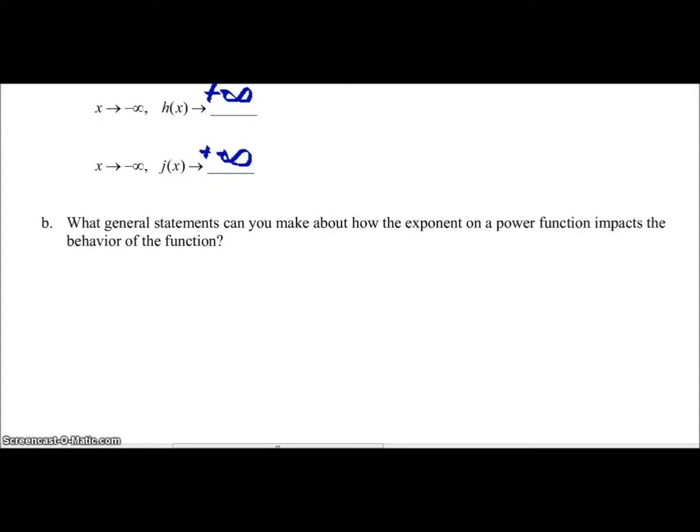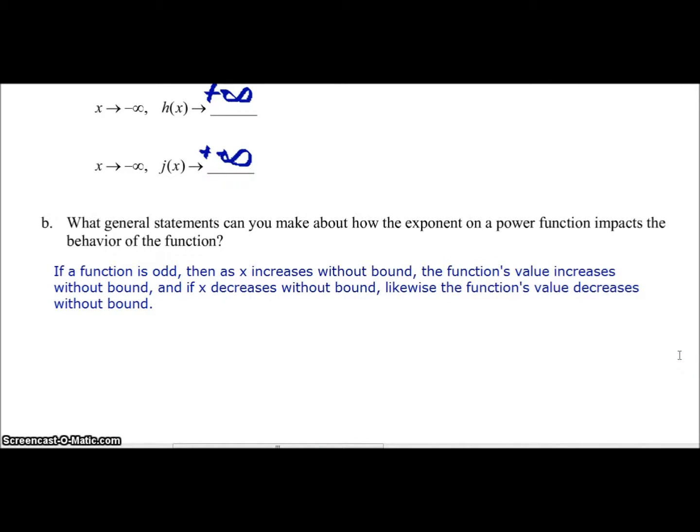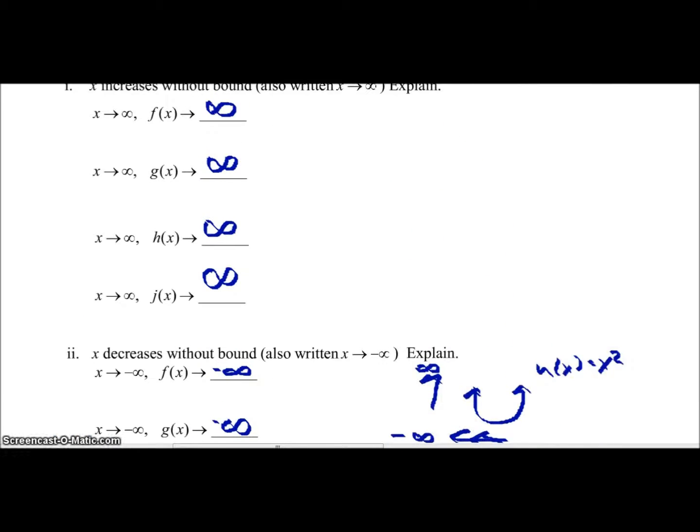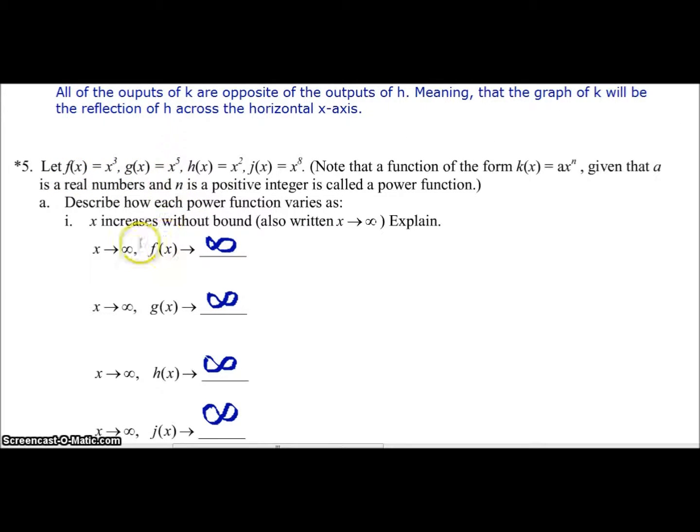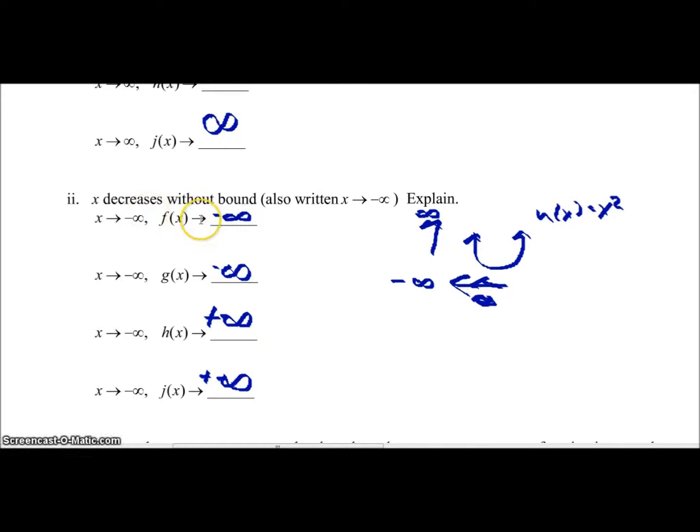What general statements can you make about how the exponent on a power function impacts the behavior of a function? So we notice that if the function is odd, then as x increases without bound, the function's value increases without bound. And if x decreases without bound, likewise the function's value decreases without bound. All of these, the behavior was the same for these odd functions. x goes to infinity, f of x goes to infinity. x goes to infinity, g of x goes to infinity. Or if x goes to negative infinity, f of x goes to negative infinity, x goes to negative infinity, g of x goes to negative infinity.